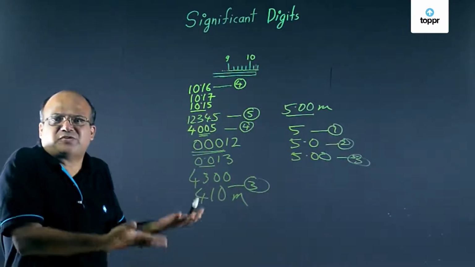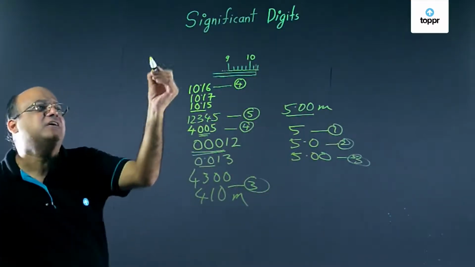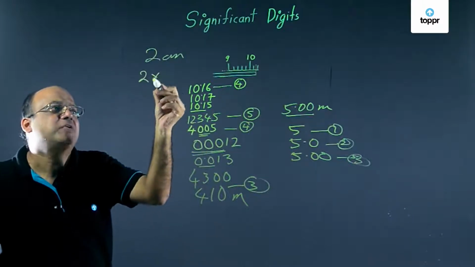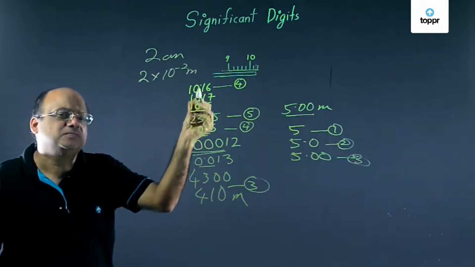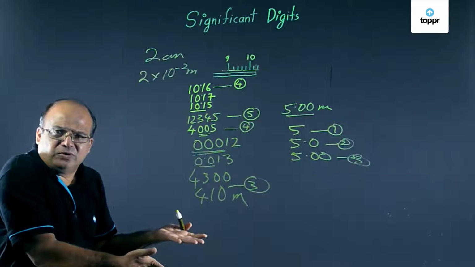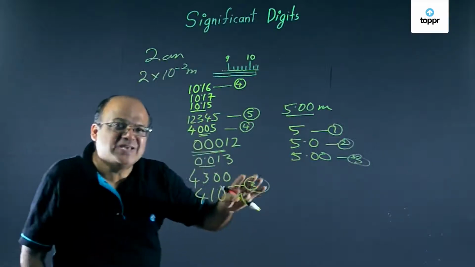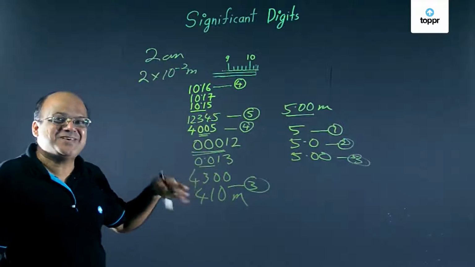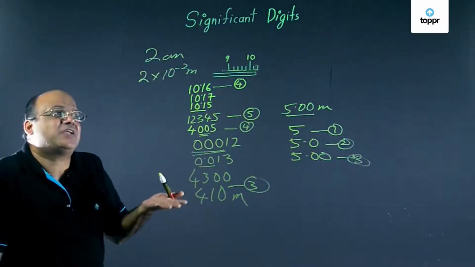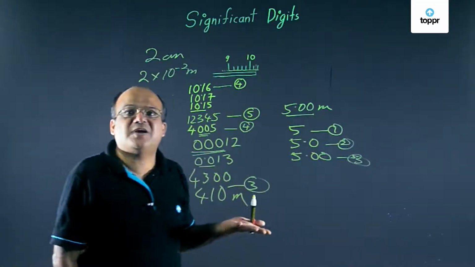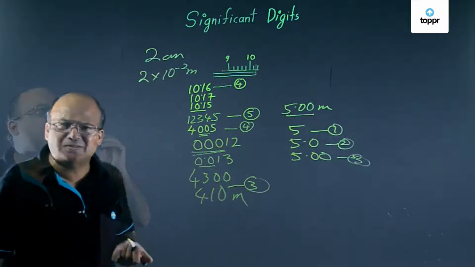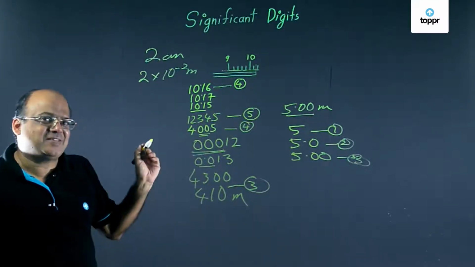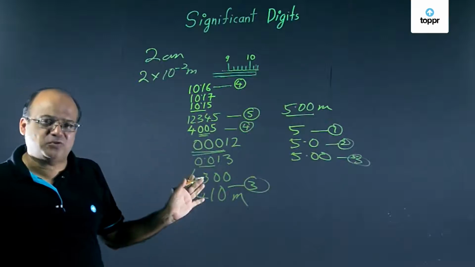Suppose you convert from meter to centimeter. Say a reading is 2 centimeter and you convert that to meters: 2 into 10 to the power minus 2 meters. The accuracy does not improve. Therefore, change of units does not change the number of significant digits because the reading is not becoming more accurate by changing the units. Now when we write scientific notation, there is an exception to all these rules.